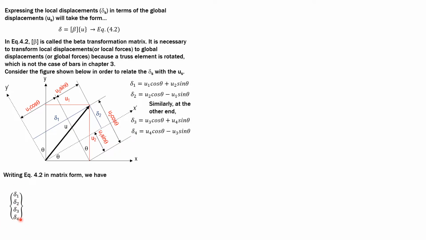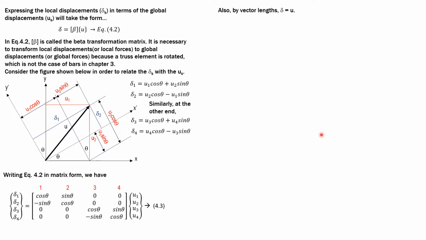Delta 1, delta 2, delta 3, delta 4 equals the beta matrix, which is cosine theta, sine theta, 0, 0, then negative sine theta, cosine theta, 0, 0, then 0, 0, cosine theta, sine theta, then 0, 0, negative sine theta, cosine theta, times u1, u2, u3, u4. You can verify these equations to match with this matrix equation, and of course, the column numbering.